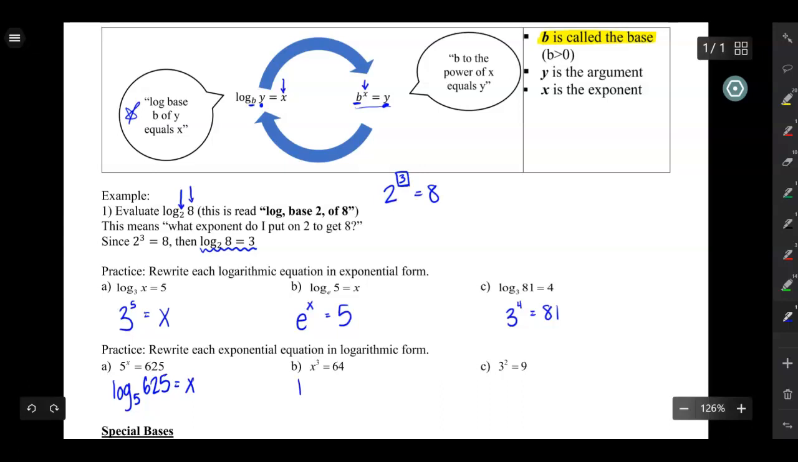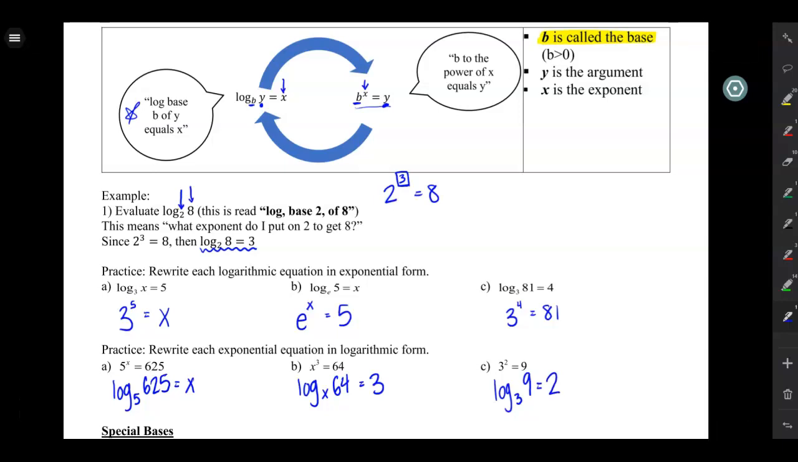Okay, the next one: log base x, so whatever has the exponent is the base of your log, of 64 is equal to 3. And then my last one, log, the 3 goes down here, log base 3 of 9 is equal to 2.